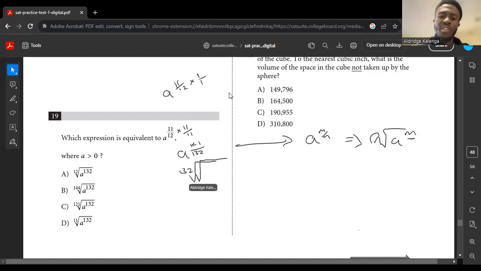In my writing. Okay, so you have 132. Let's undo that. My pencil is acting up, guys. Sorry. Okay, 132, and then you have A to the power 1, right?